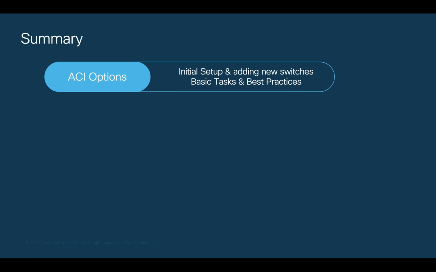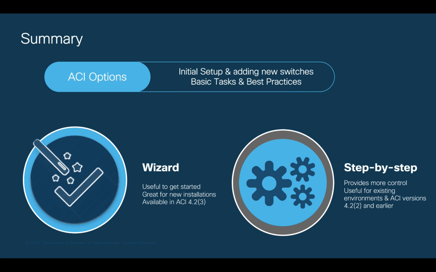As you saw in this chapter, there are multiple ways of doing things in ACI, and most of the time we will have wizard options for you that make your life easier. The ACI First Time Setup Wizard is available on ACI versions 4.2.3 and later, and it is a great tool if you're installing ACI for the first time.